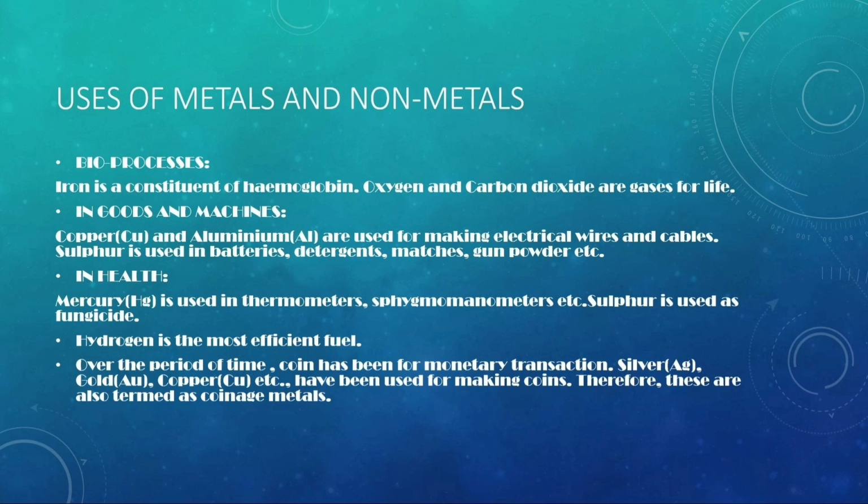In health, mercury is used in thermometers, sphygmomanometers, etc. Sulfur is used as a fungicide. Hydrogen is the most efficient fuel. Over the period of time, coin has been used for monetary transaction. Silver, gold, copper, etc. have been used for making coins and therefore they are called coinage metals.